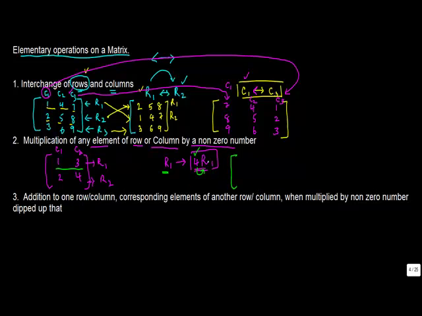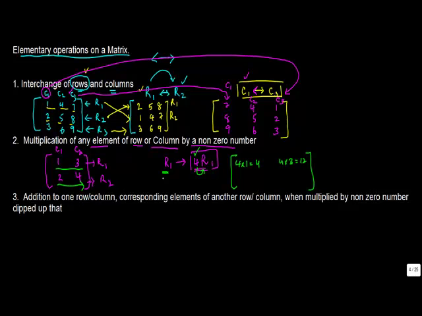So in the new matrix, what will we have? We'll have 4 into the first element of R1, which is 1. So you will do something like this: 4 into 1 is equal to 4. Then 4 into 3 is equal to 12. Right?